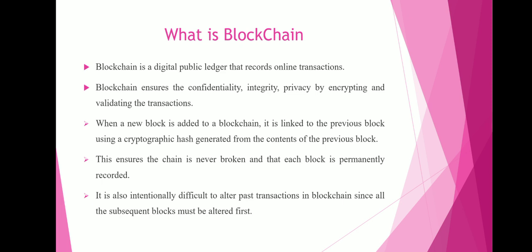Suppose you are trying to modify the first block. If you want to modify the data of the first block, that change will be reflected in all subsequent blocks, because we use the hash link, that is the chain. So we can say that blockchains are immutable ledgers.